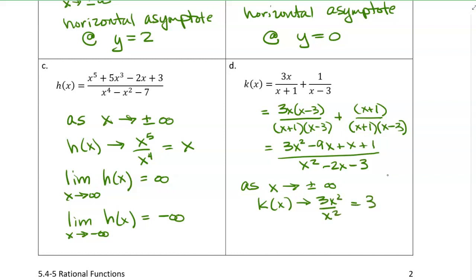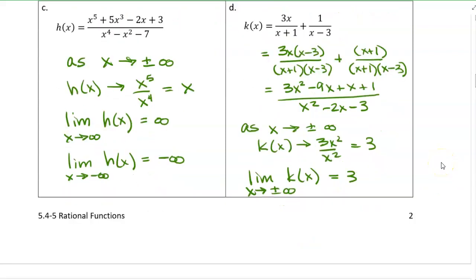So I can say that the limit as x approaches plus or minus infinity, so I can write this as one limit, and the function is k of x. I could write out the whole polynomial or the whole function, but it's just easier to write k of x. And then the limit is 3, and since it is a finite number, then I can say that there's a horizontal asymptote at y equals 3. All right.